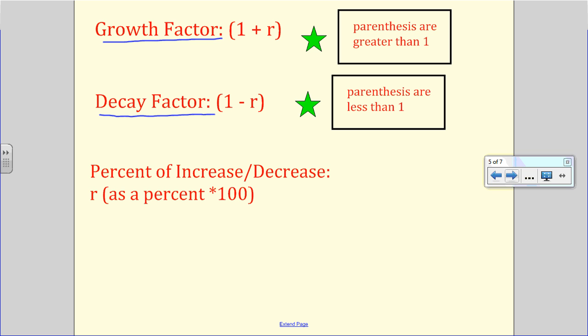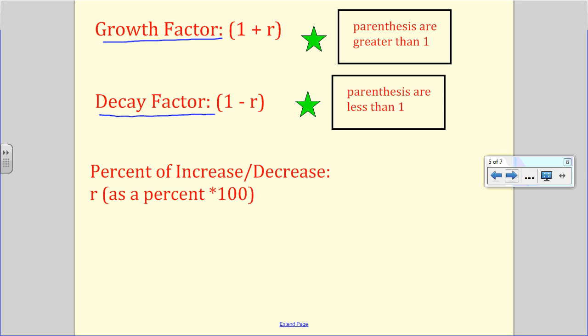So if we understand what this idea of growth is, that I need to get larger, then I should be multiplying it by a number greater than 1. If I need to get smaller in decay, I should be multiplying by a number less than 1. So they're going to ask you for the factor. If they ask you for the factor, you're simply writing down what's inside those parentheses.